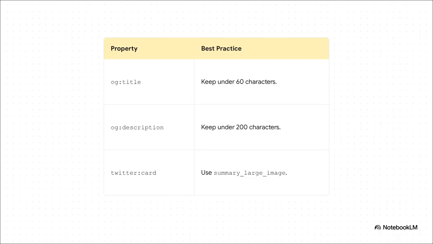And just remember, there are some best practices here. You want to keep your titles short and punchy, definitely under 60 characters so they don't get cut off. For descriptions, a sentence or 2 is perfect. And for Twitter, a little pro tip, always opt for the summary large image card type. That's what gives you that big, beautiful image preview that really grabs people's attention.